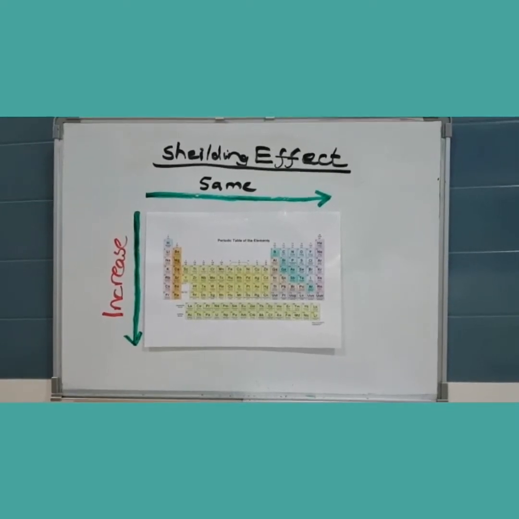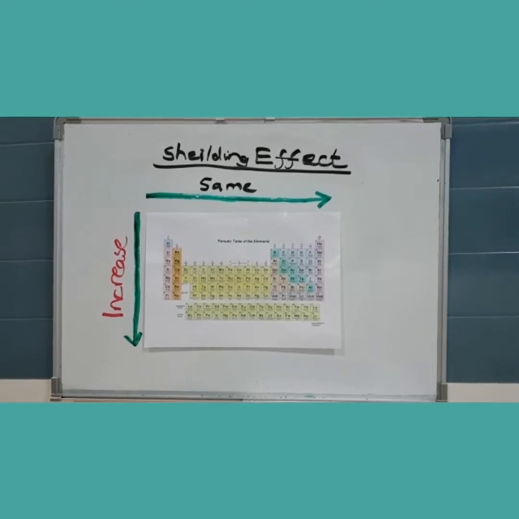Shielding effect is when inner electrons shield outer electrons from the full attractive force of the nucleus. As you go down a group, electron shielding increases because of the addition of extra energy levels as you go down. More energy levels means more shielding. And as you move across a period, electron shielding stays the same because all of the elements in a period will have the same amount of energy levels.